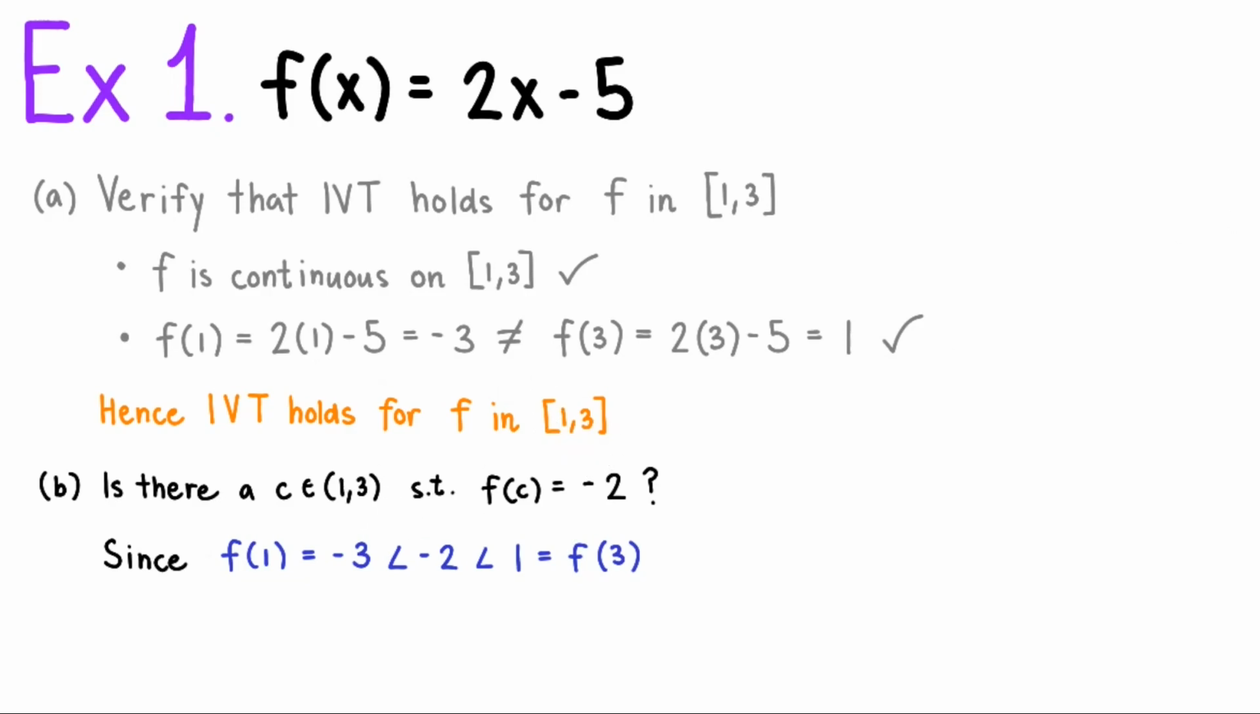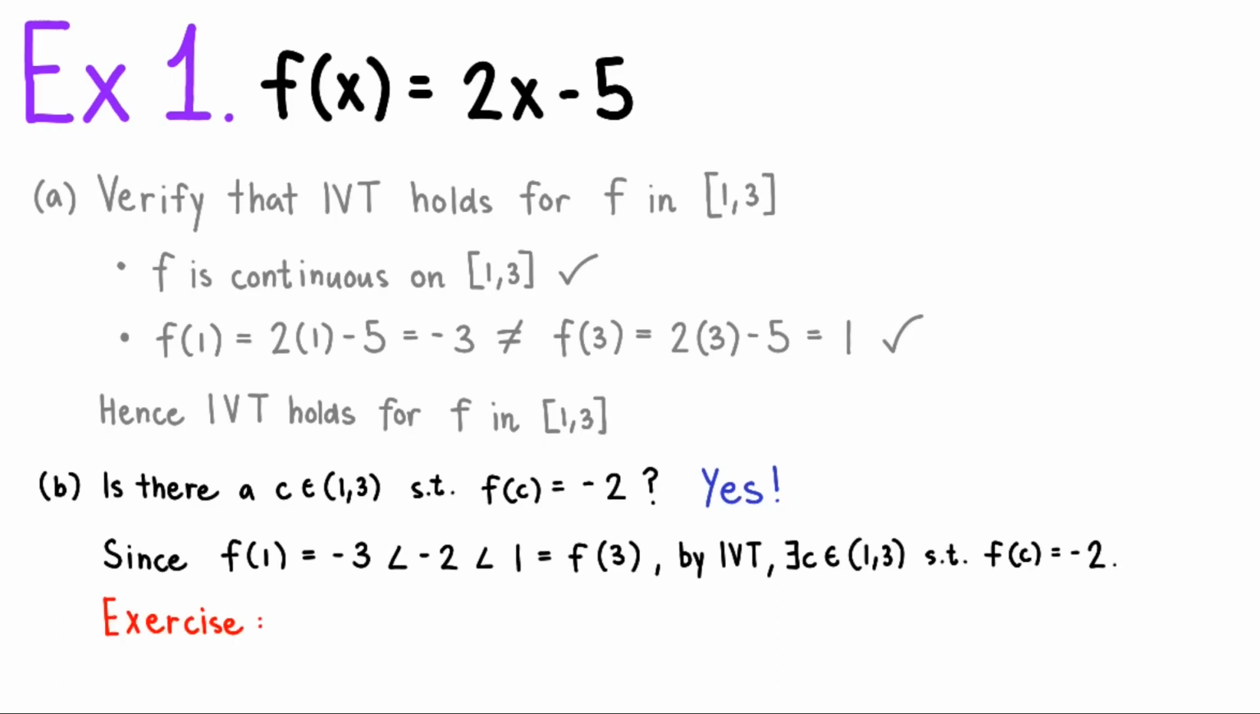Therefore, by IVT, by the definition, we know that for every k between f of 1 and f of 3, so in this case, instead of k, we have negative 2. So this is like the k that we mentioned in the definition. So by IVT, there exists c between 1 and 3 such that f of c is equal to negative 2. And so clearly, the answer for this one is yes. As easy as that.